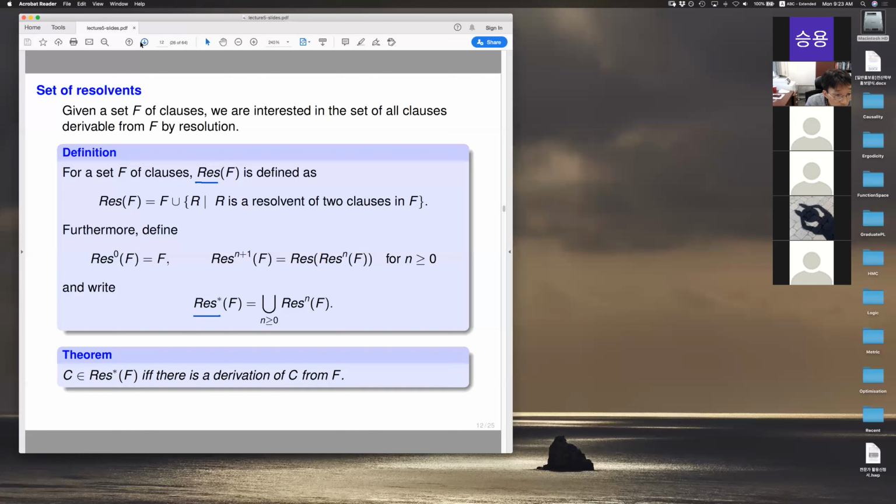So there are some very easy consequences that we can show, but I want you to prove this statement. It says that if a clause C belongs to this res star of F. Res star is like an operator that you can actually implement in, say, Java or Python. It may go on forever, so it may not terminate, but it's an operator that you can define. So C belongs to res star of F precisely when there is a derivation of C from F in the resolution proof system. Okay, so try to prove this theorem.